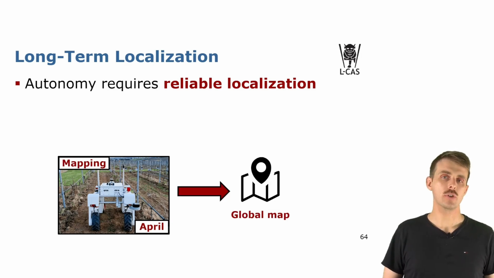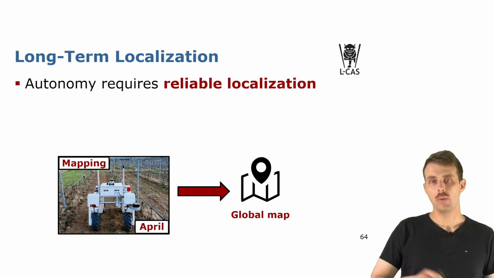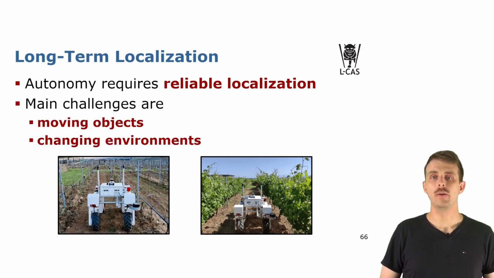So the way this usually works is that the robot is going around, for example, in April, where the plants are not grown yet. It maps the environment. This global map can be further refined by humans, and can also be annotated. You can plan some missions in that map. And then later on in June, when, for example, the grapes have grown, you want to use that scan from June and localize that scan in this map from before.